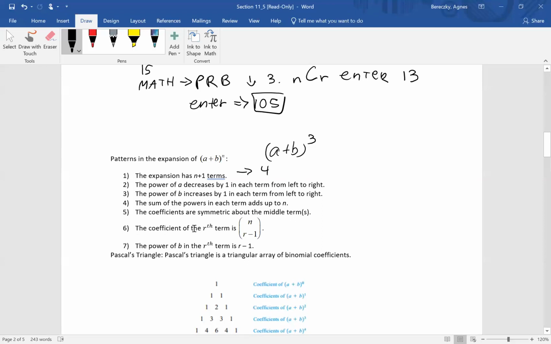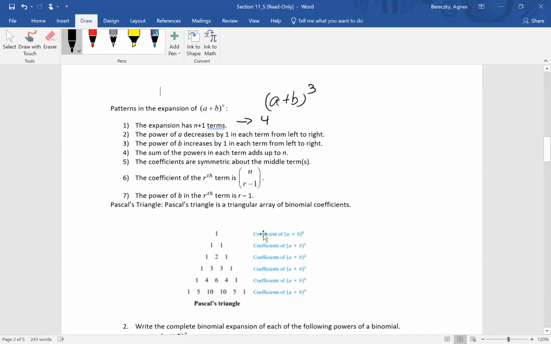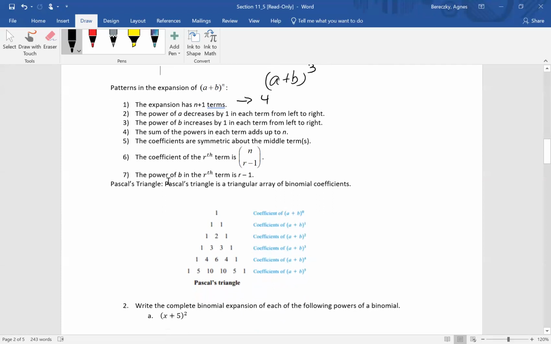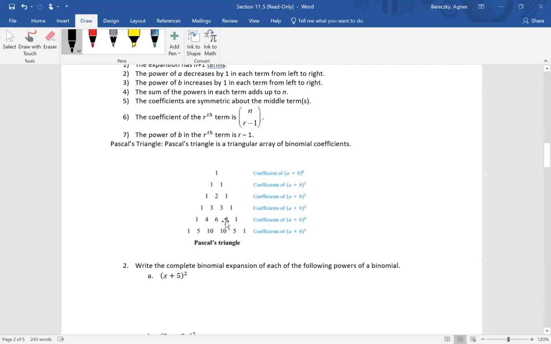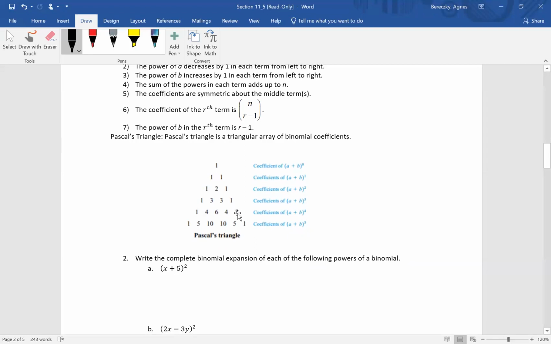The coefficient of the r-th term will be n choose r minus 1, a combination. The power of b in the r-th term is r minus 1. The coefficients of the terms can also be found by using Pascal's triangle. Some students like to explore using Pascal's triangle.